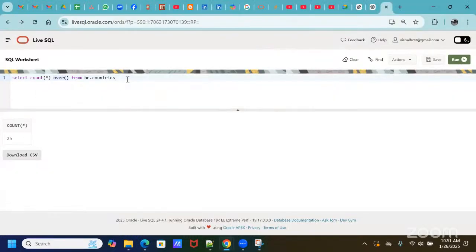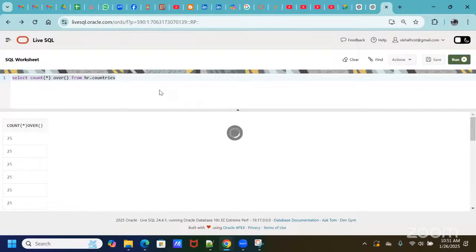What will happen? Let's see this here. It will give you 25, 25, 25, 25, 25, 25, 25, 25, each row, 25 times. If I don't write over, it is an aggregate function and gives you one data. If you write the over function here, it will become analytical and give you one row per row.